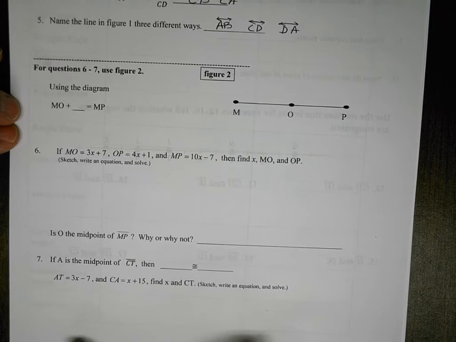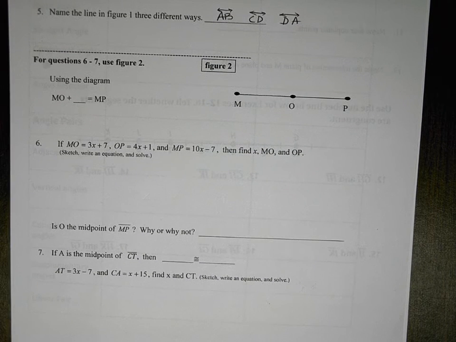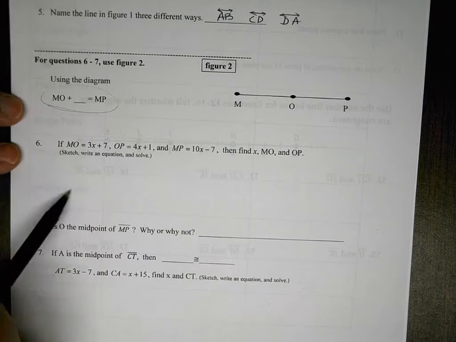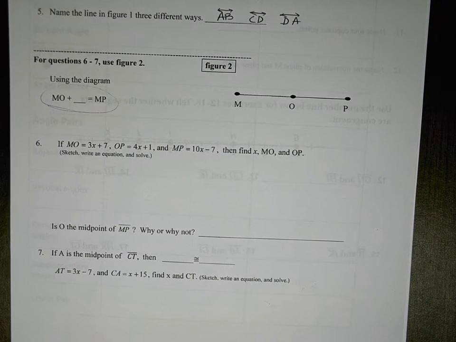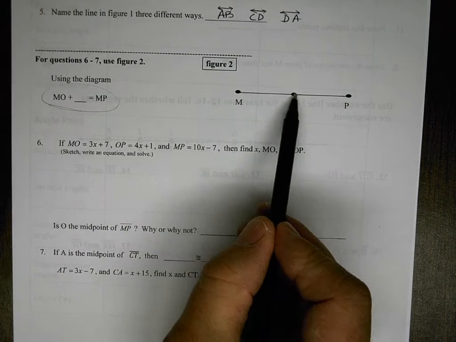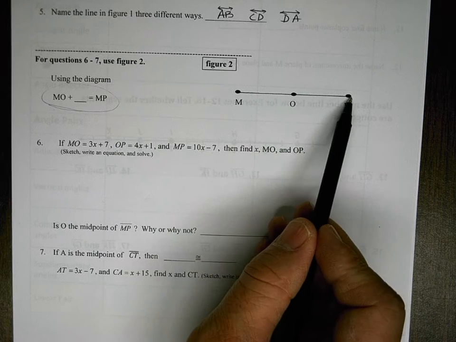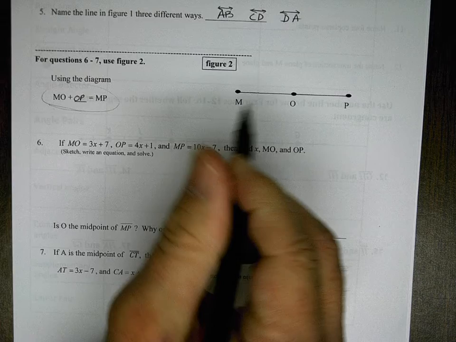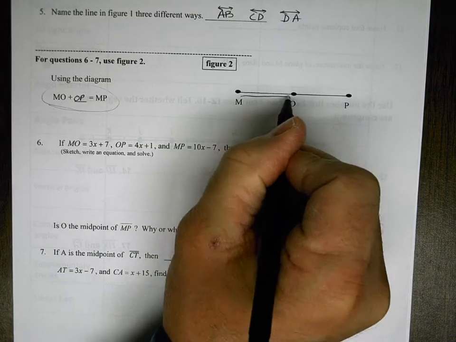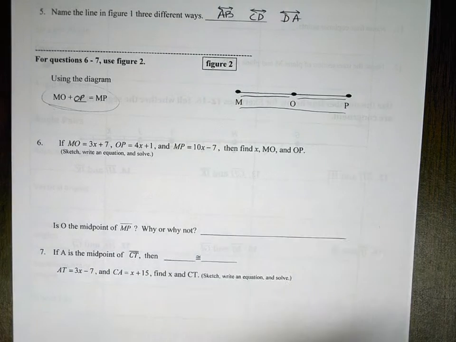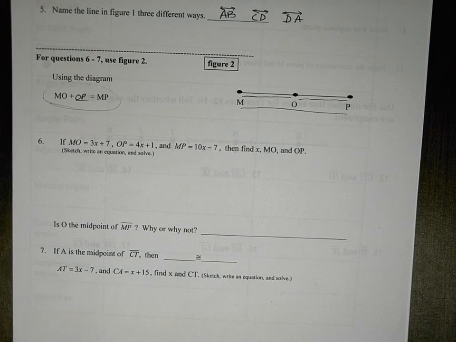Okay, let's go on. You guys had a lot of problems with this. So the funny thing is you guys didn't have any problem with this, but you had problems with the next question, which if you followed this, you would have been fine. It says MO plus OP equals MP, and you guys pretty much all knew that. Most of you did a pretty good job. We call this segment addition postulate.